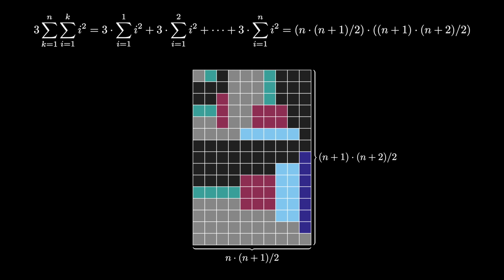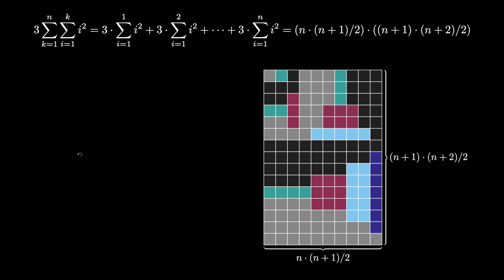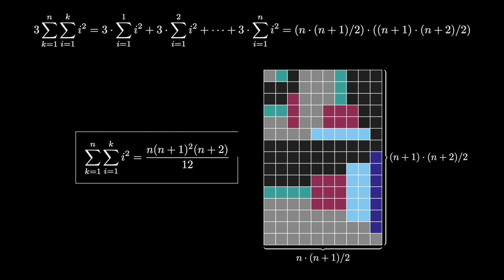Therefore, from all of this, we see that 3 times the sum where k ranges from 1 to n of the sum where i ranges from 1 to k of i squared is n times n plus 1 squared times n plus 2 all divided by 4. When we divide both sides by 3, we get our formula for the sequence of partial sums of the sum of squares. In particular, the closed formula for this partial sum is given by n times n plus 1 squared times n plus 2 all divided by 12.